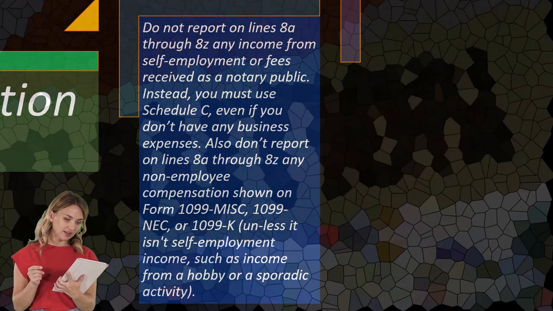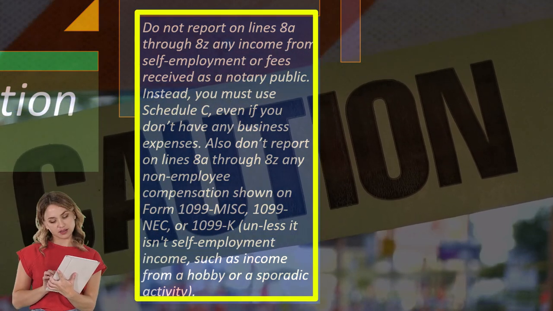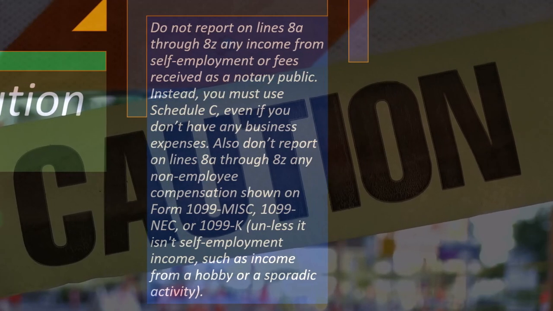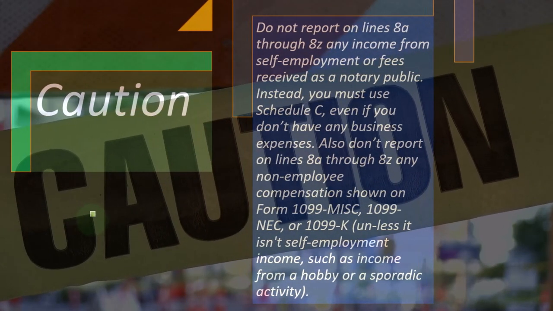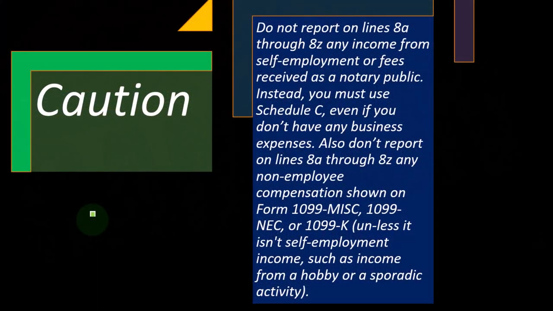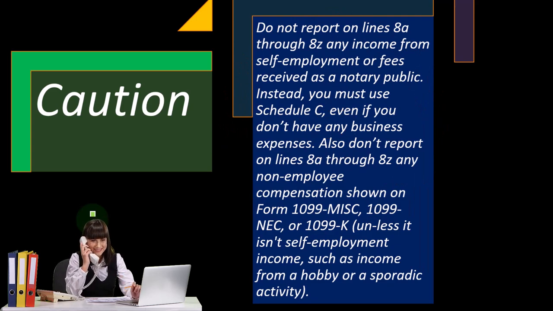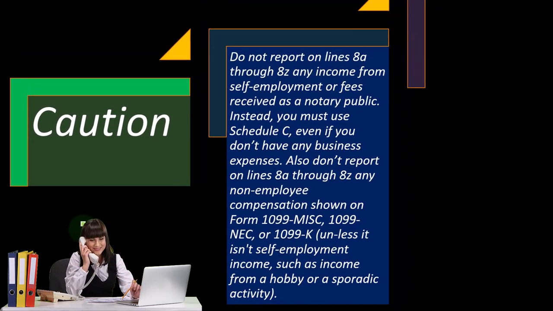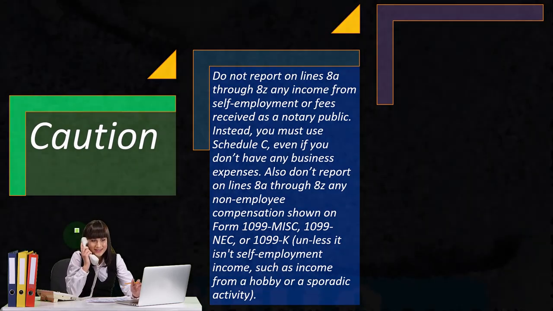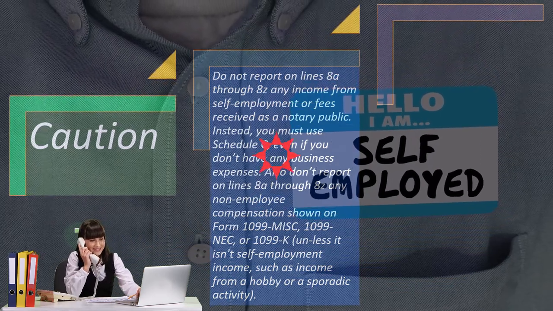So caution, do not report on lines 8A through 8Z any income from self-employment or fees received as a notary public. Instead, you must use Schedule C even if you don't have any business expenses. Also, don't report on lines 8A through 8Z any nonemployee compensation shown on Form 1099-MISC, 1099-NEC, 1099-K, unless it isn't itself self-employment income, such as income from a hobby or a sporadic activity.